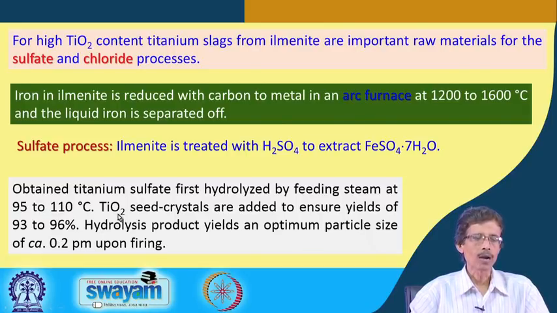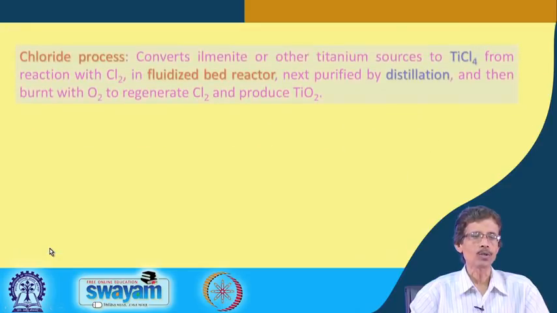giving the hydrolyzed product, and titanium dioxide seed crystals can also be added to ensure the corresponding yields of around 93 to 96%, and the hydrolysis products yield an optimum particle size of about 0.2 picometer upon firing. So, you get the material as sulphate, you hydrolyze it, and then you charge it for the firing process to get the corresponding material as your TiO2 material.